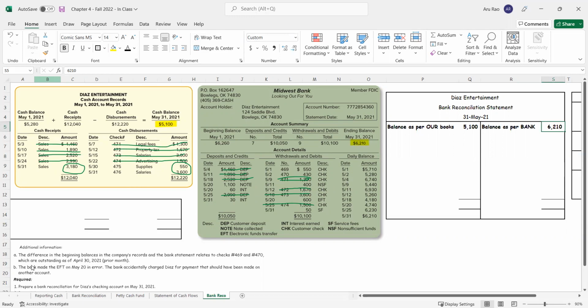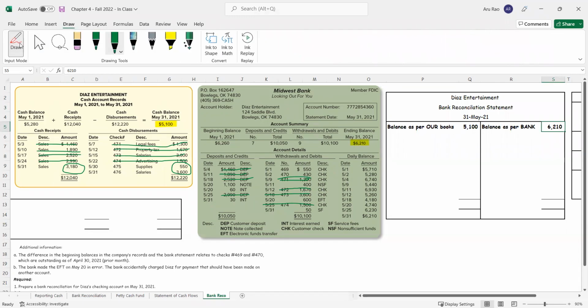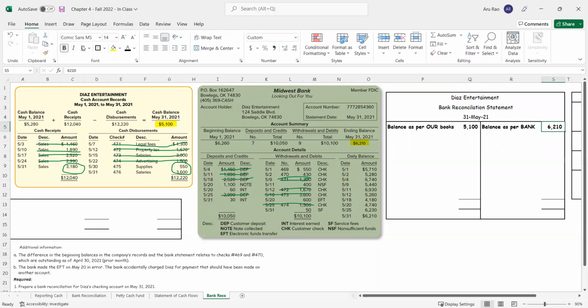Now, before I proceed to explain what else is out over here, let's take a look at the additional information. They're telling us that the difference in the beginning balance in the company's records and the bank statement relate to checks 469 and 470. That's these checks. Okay. So let me go back over here for a second. And here I'll write down what I have. Difference in beginning balance.